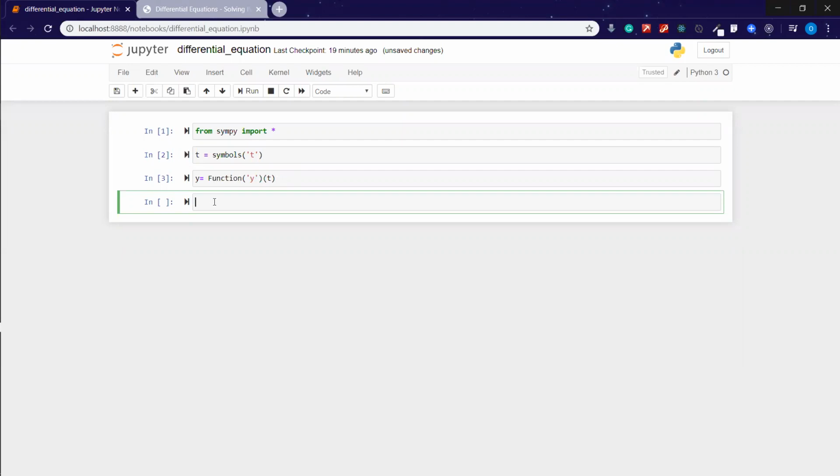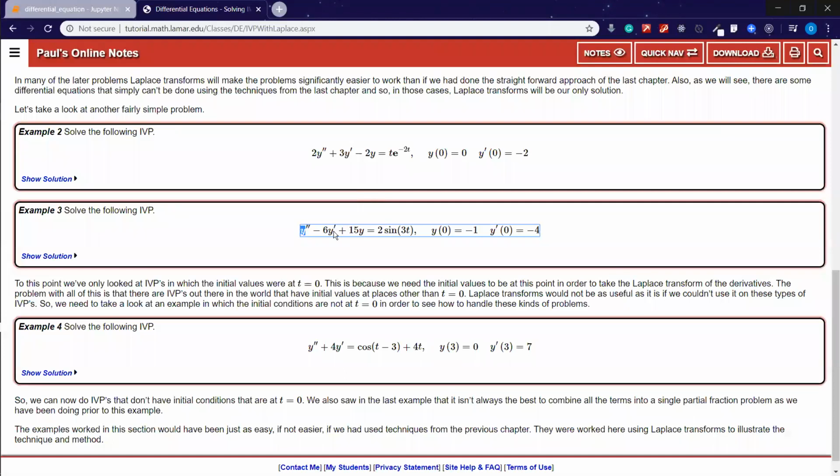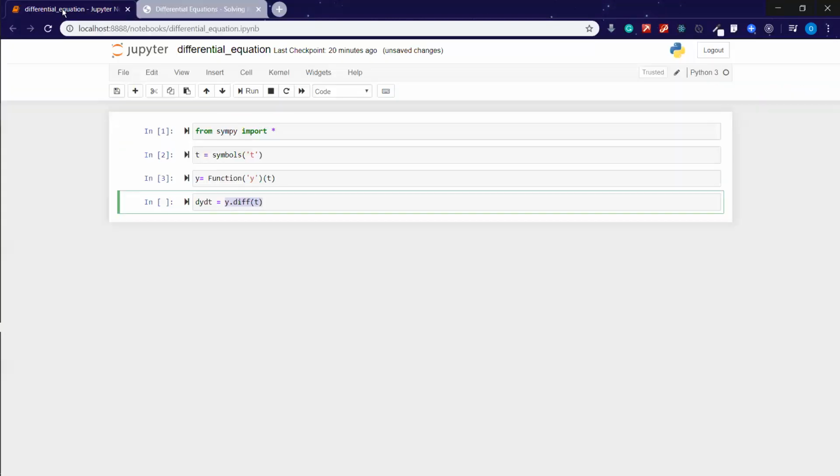So how do I do that? I can create a variable named dy dt, and dy dt is actually the derivative of y with respect to t. So the way you define that in sympy is to write y dot diff with respect to t. So everything here represents y prime right here. Okay? So this is y prime, and I have stored it in a variable dy dt.